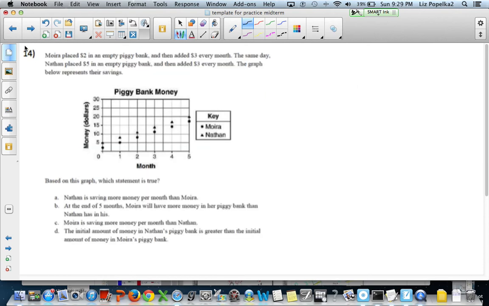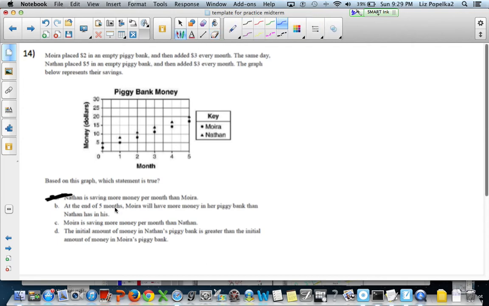Number 14, Moira placed $2 in an empty piggy bank and then added $3 every month. The same day, Nathan placed $5 in an empty piggy bank and then added $3 every month. The graph below represents their savings. Which statement is true? Let's see. Nathan is saving more money per month than Moira. No, he's adding $3 a month and she is adding $3 a month. So they're saving the same amount. So nope, he's not saving more.